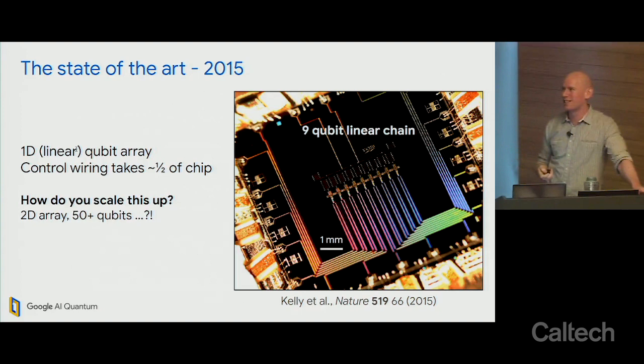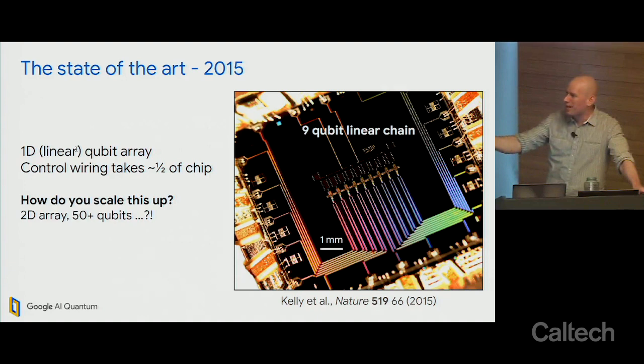This is a 1 centimeter square chip, and it has 9 of these transmon qubits in a linear chain. It's a 1D array. And what we can observe when we look at this chip is the qubits are a pretty small part of that array. In fact, about half of the chip is taken up by control wiring and readout circuitry, and all this packaging stuff does not look particularly scalable, okay?